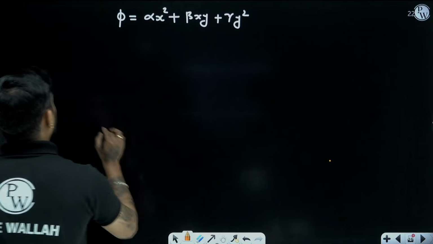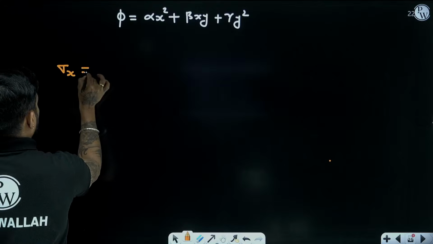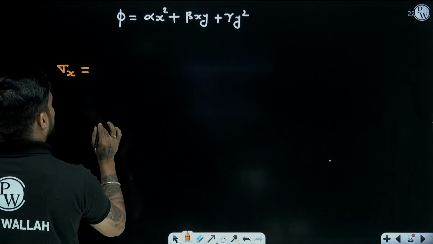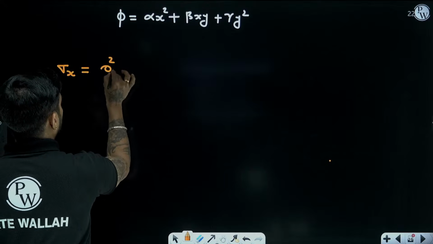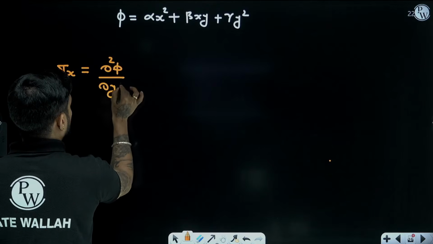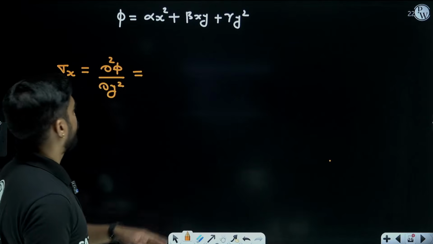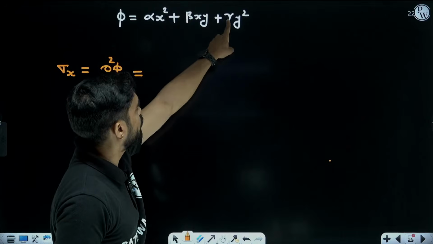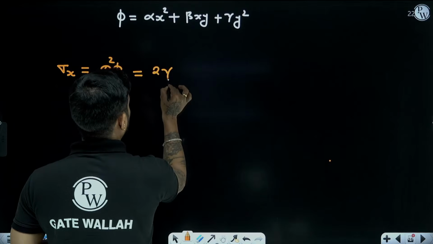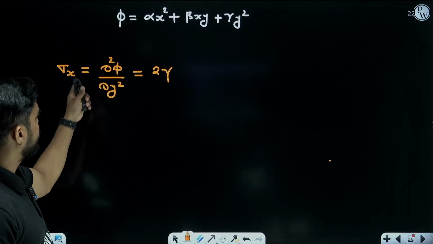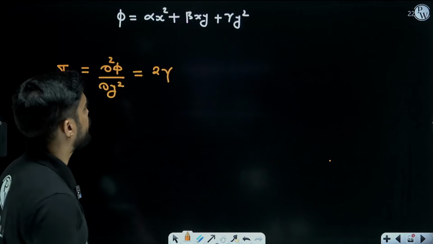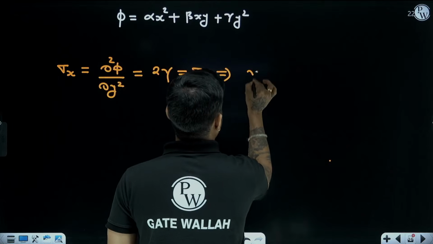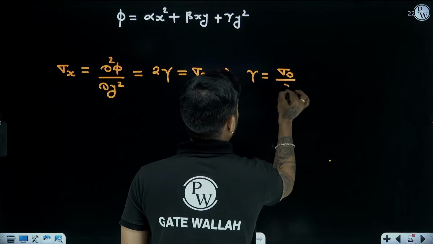First of all, sorry, I'm saying compatibility equation, boundary condition. First of all, sigma x is equal to what? Dou square phi by dou y square. So if you differentiate it with respect to y 2 times, this will become 0, this will become 0, this will become 2 gamma, right? And what is sigma x? Sigma x is equal to sigma naught. So from here, gamma is sigma naught by 2.